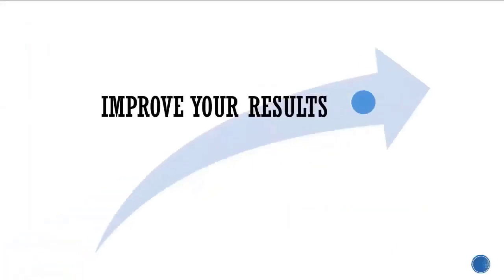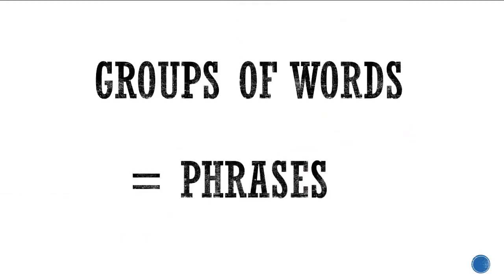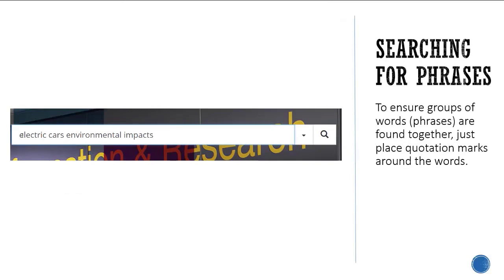To improve the relevance of your results, you may want the database to retrieve results that only contain certain groups of words together. These are called phrases. For example, electric cars and environmental impacts are both phrases. To ensure groups of words are found together, just place quotation marks around the words.